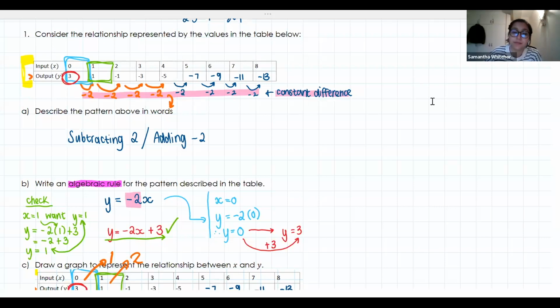Can I please ask if 0 has an invisible one? If what has an invisible one? 0. I suppose it does, but it's not going to make any difference. 0 times anything is still 0, so we don't really consider it. Okay, thank you, ma'am.